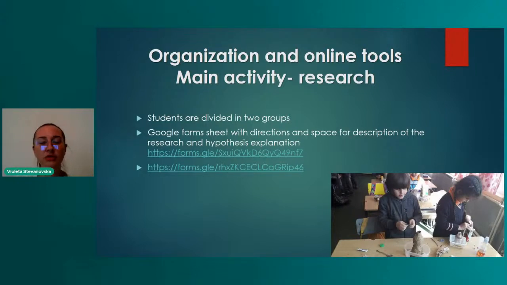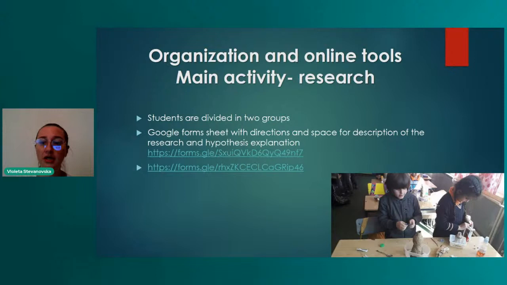Google and Microsoft Forms give the opportunity to work in groups. So I divided them in two groups. I entered both groups, and I was also asking them questions about how the research was going. What are they doing? They were talking to each other, even though they were at home. So they had an opportunity to share their knowledge in the group. And after finishing the experimentation, they put it also in Google Forms.